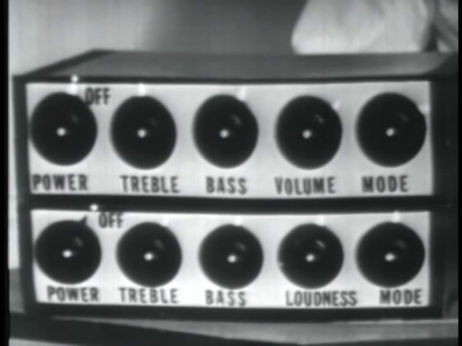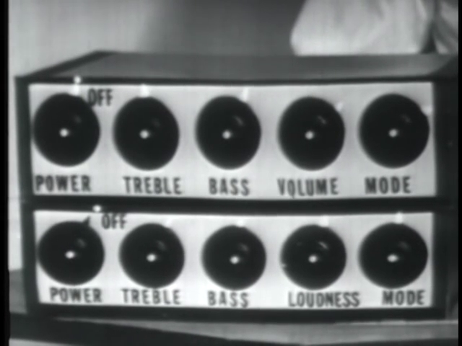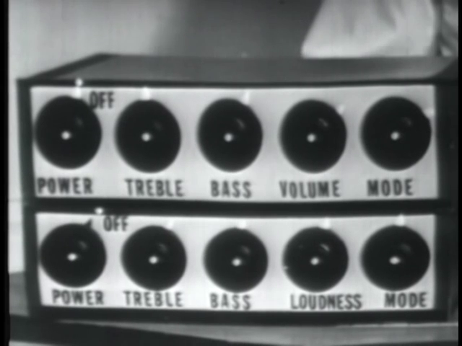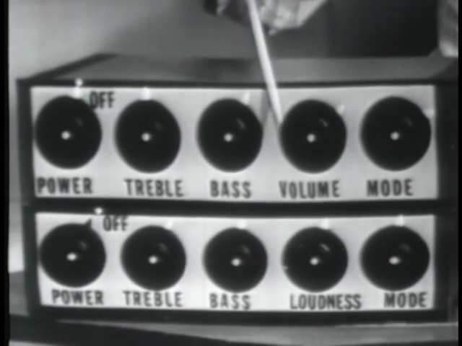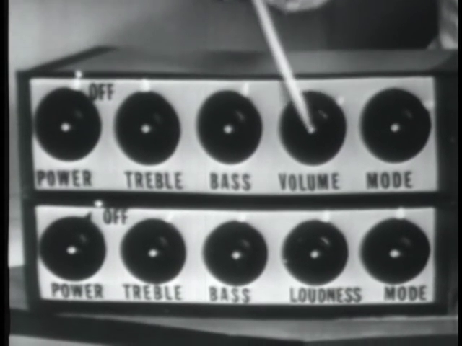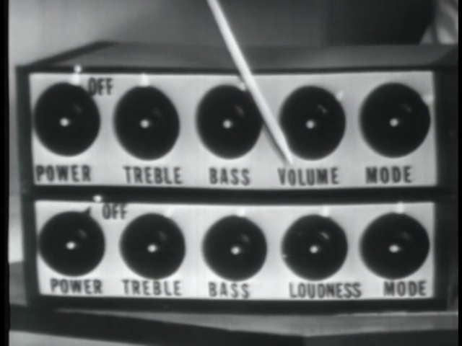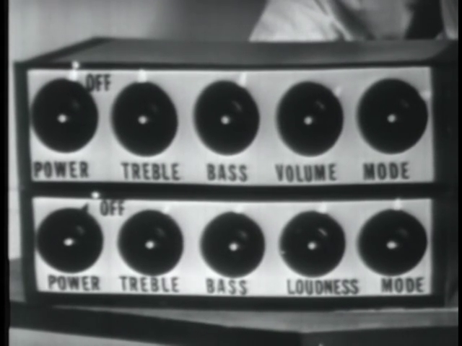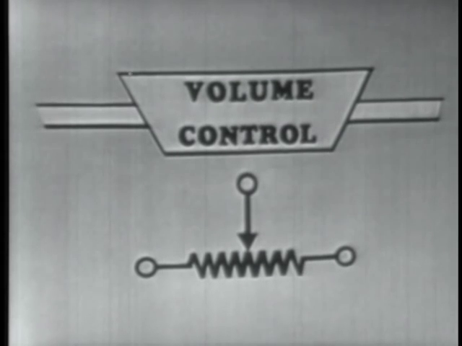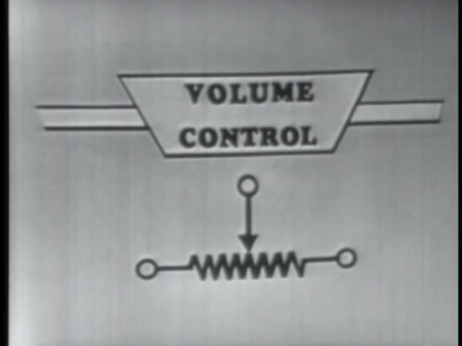I have here two audio amplifiers, similar to those used in high fidelity music systems. Looking closely at this one, we can see an array of controls, but the control that I'm particularly interested in is the one labeled volume. Now, the volume control is a resistance device called a potentiometer and is schematically represented like this. Physically, it appears this way.